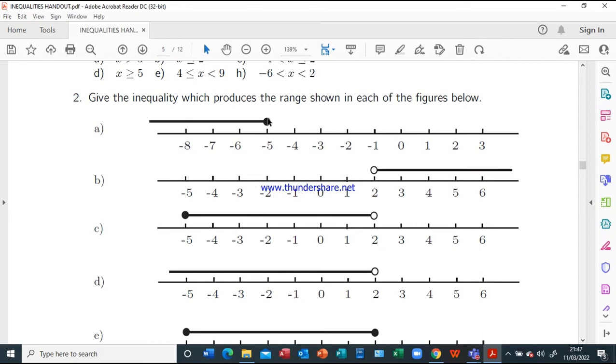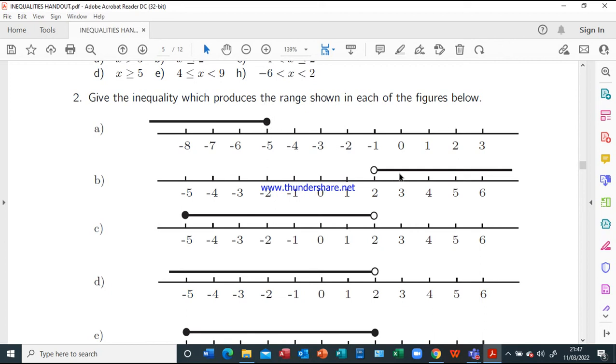Exactly, because it is bold. You missed this out: 5 is part of it. Are you with me? Yes, I'm with you, sir. So negative 5 is part of it, so it will be x is less than or equal to negative 5.